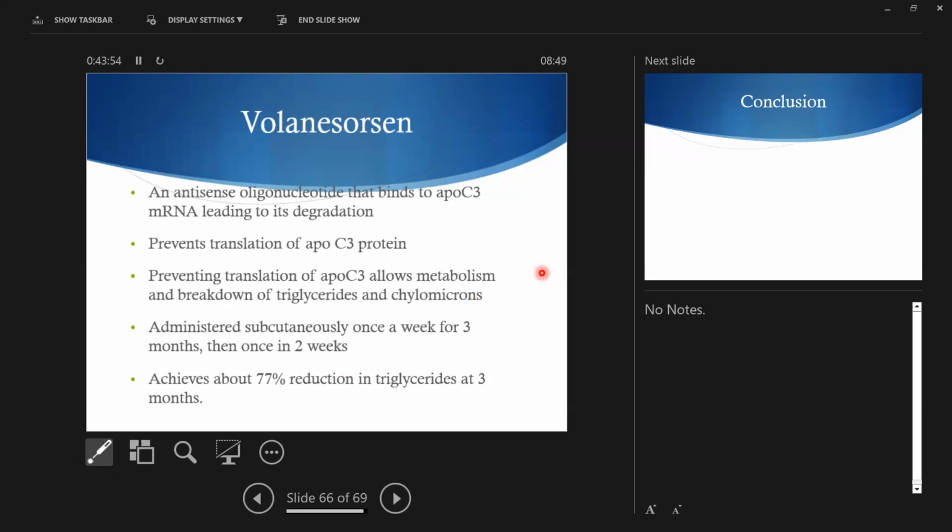That's the requirement. They're all new drugs. It's not available in our market. It's not yet approved by US FDA, but still as a trial, it is being used.